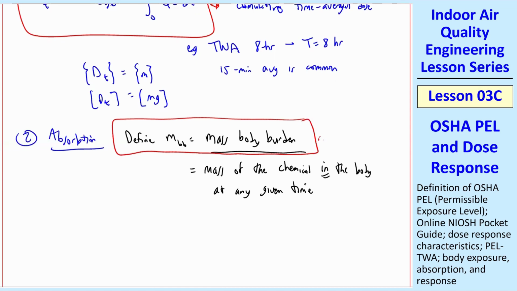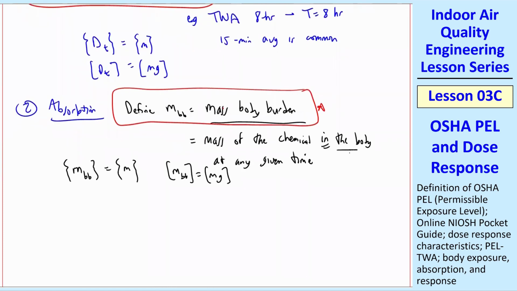So if you're exposed to lead and your body absorbs it, and they would take your body and melt it down and separate all the elements, they would find some lead. And if they weigh that total amount of lead in your body, maybe it's 1 milligram, that would be your body burden. The dimensions of MBB, the mass body burden, are just mass. And the units are typically, again, milligrams, sometimes micrograms. So it's what the body actually contains.